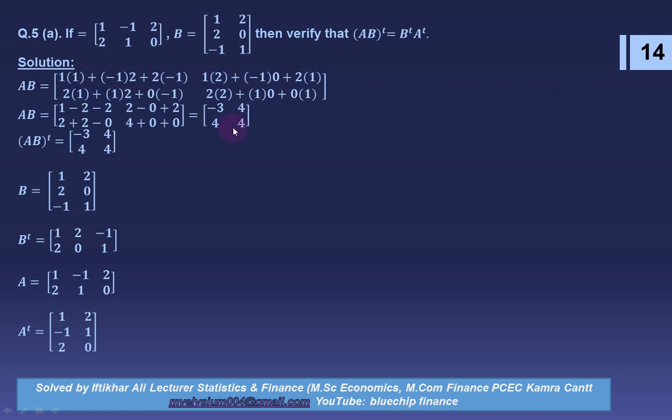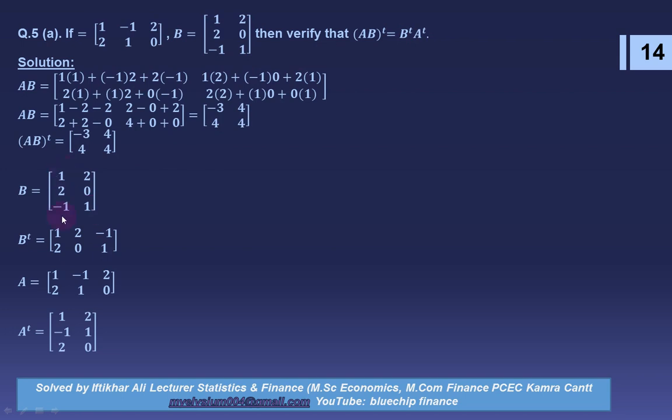And transpose of a matrix is just changing the order of the matrix. So minus 3, 4 is given in the row, just change it into a column. 4, 4 is given in the row, just change it into a column, and that is the AB transpose. Now we need first the transpose of B and A, and then we will multiply. So B matrix is 1, 2, 2, 0, minus 1, 0, and transpose of B is just changing the order.